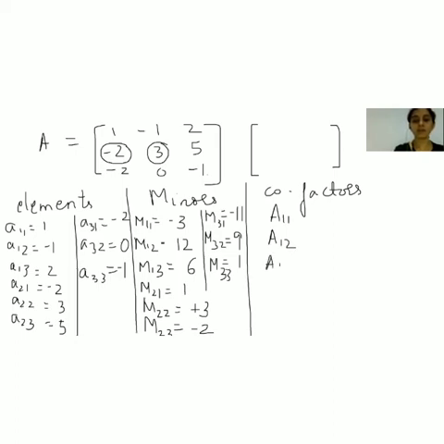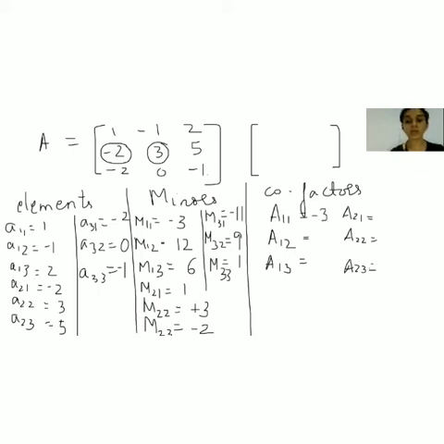So A11, A12, A13, A21, A22, and A23. Okay. Now, what is A11? 1 plus 1 addition is an even number. That means -1 raised to an even number will be plus. So the sign of the minor will not change. It will be -3 only.